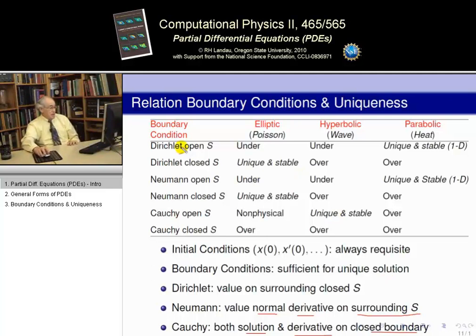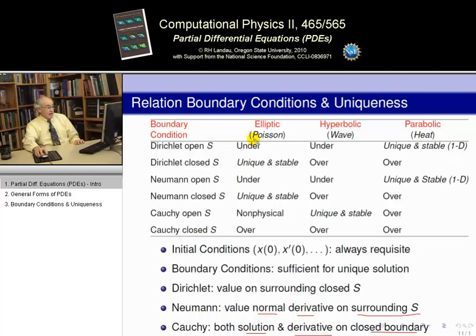So now we look and we see, okay, what are the required boundary conditions for the 3 different types of partial differential equations? Dirichlet is usually what we like. That's saying we know the function on a surrounding volume. That's good. And as you see here, though, for an elliptic problem, such as Poisson's equation, that's underspecified. We need more than that. For a hyperbolic, such as a wave equation, it's also underspecified. But for a parabolic equation, that's unique and gives us a stable solution.